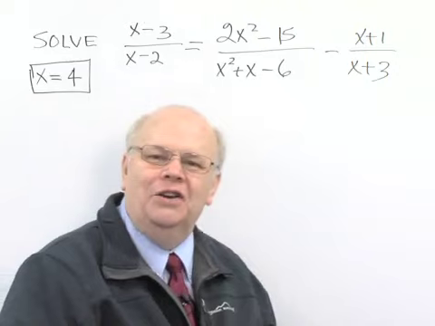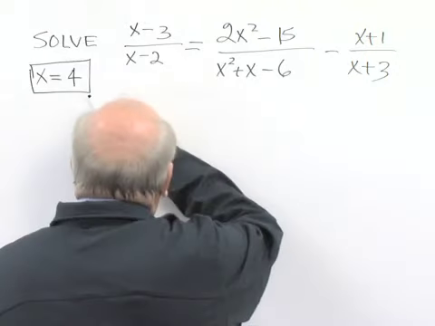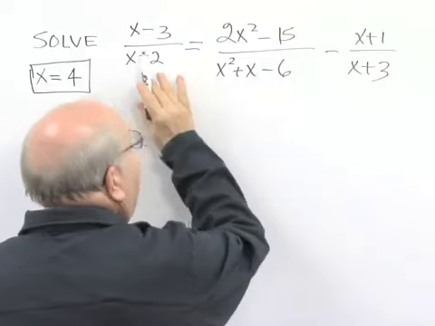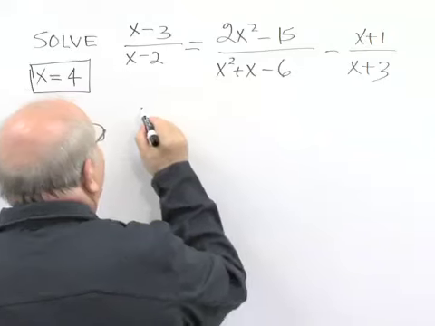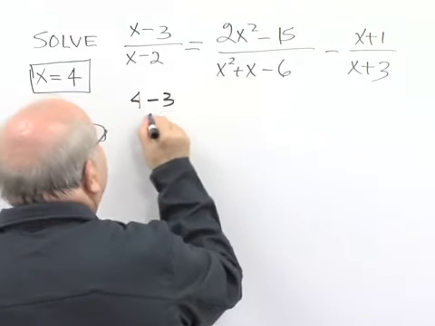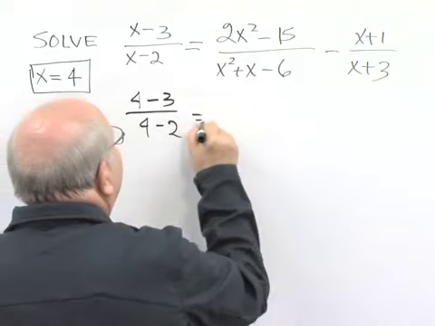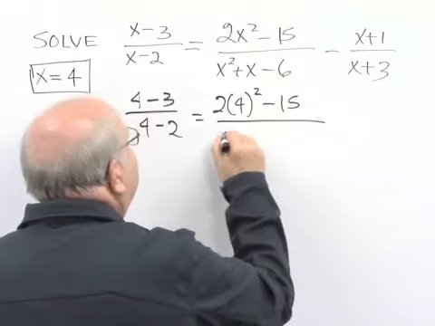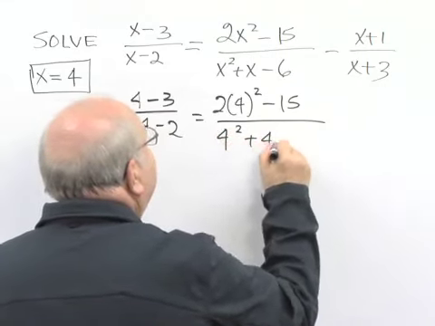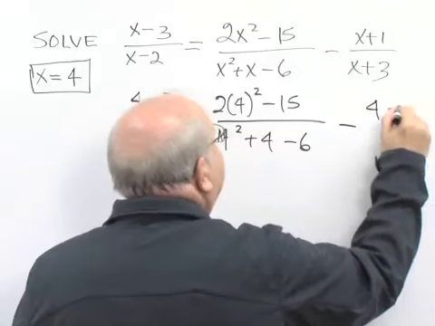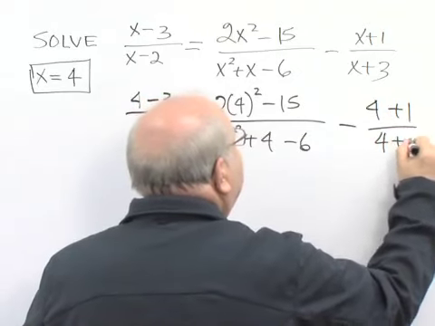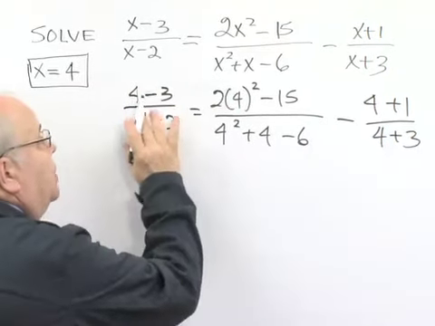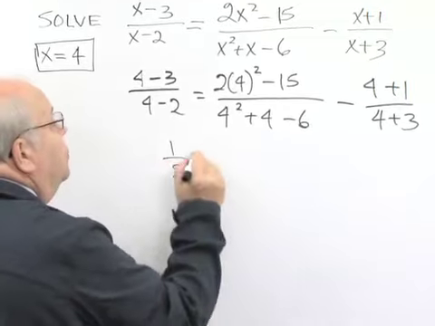Now, let's check our solution. We are checking to see, is x equal to 4 the solution for this equation? Every place I see an x, I'm going to replace it by 4. So let's simplify and see how it's going to work out. 4 minus 3 is 1. 4 minus 2 equals 2.